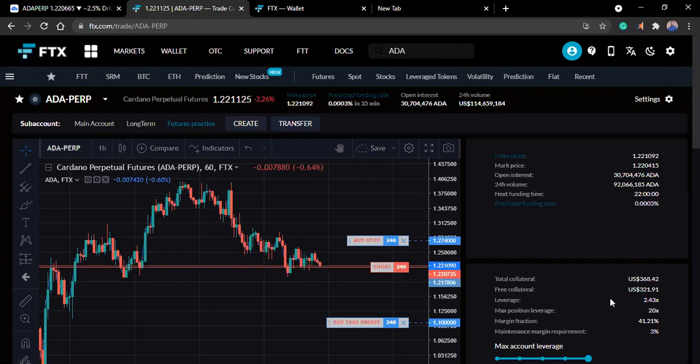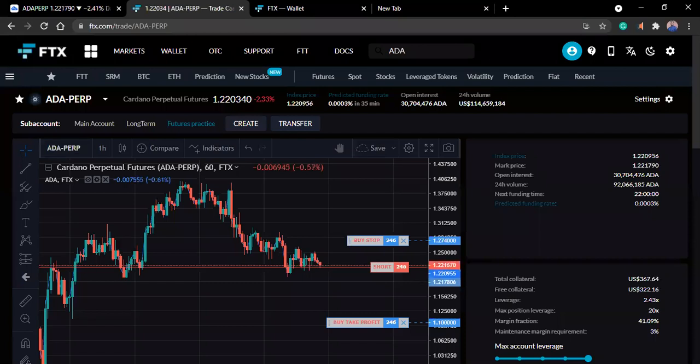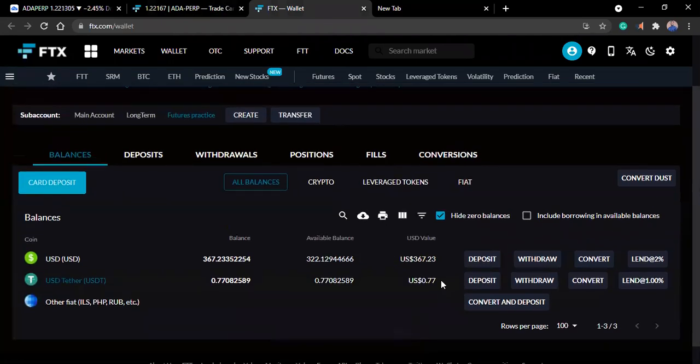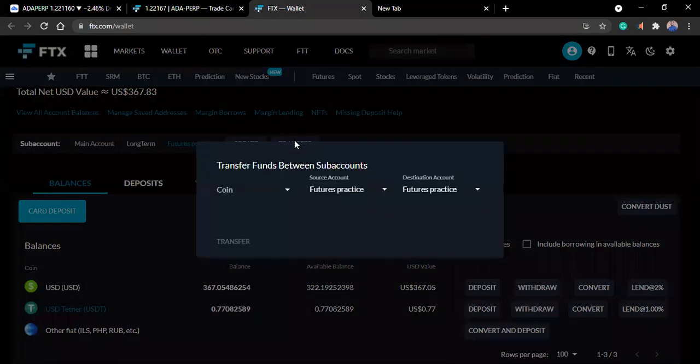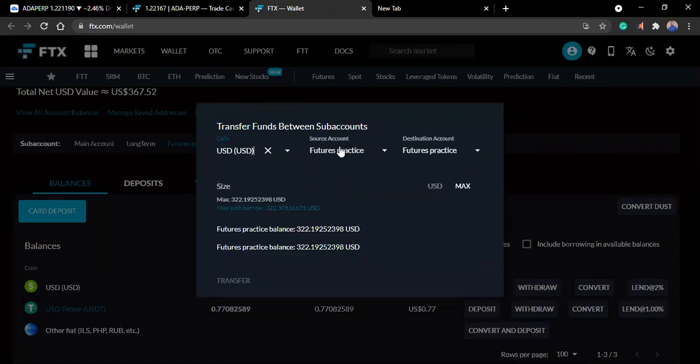You have a free collateral of $321. You understand? Any collateral you're not using in that trade, just come to wallet and transfer it out. All these accounts, you can transfer. You can go to wallet, then transfer. I can move money from my futures account. So let's say I want to move USD. I can move it from my futures account into my main account.